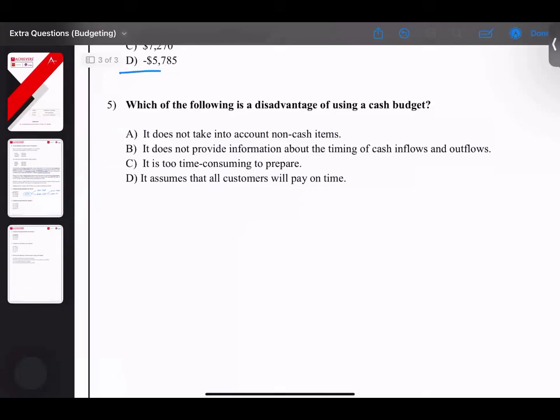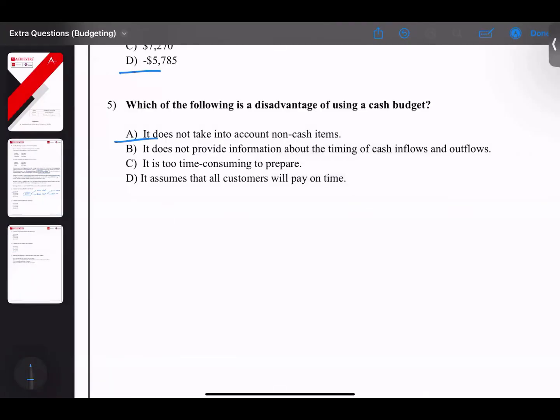Fifth question, which of the following is a disadvantage of using a cash budget? Option A: it doesn't take into account non-cash items. Yes, in a cash budget, we are not considering non-cash items. So eventually we can't calculate the profit. So this is the disadvantage of the cash budget.